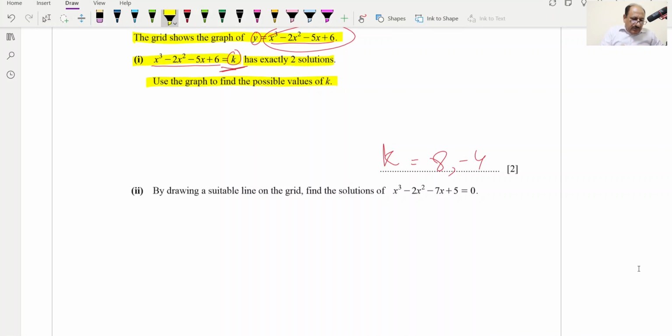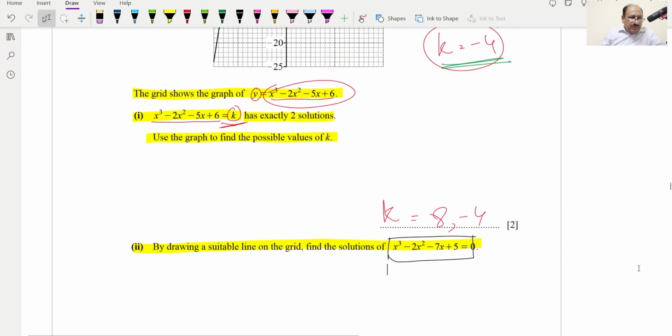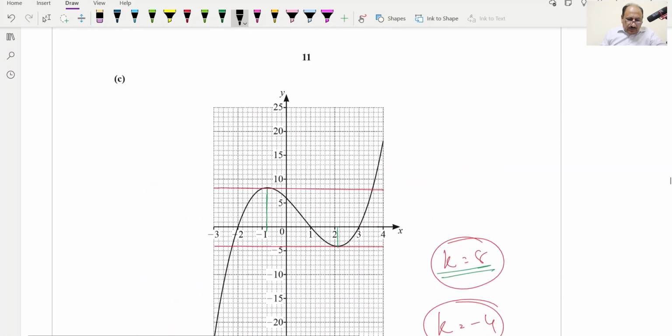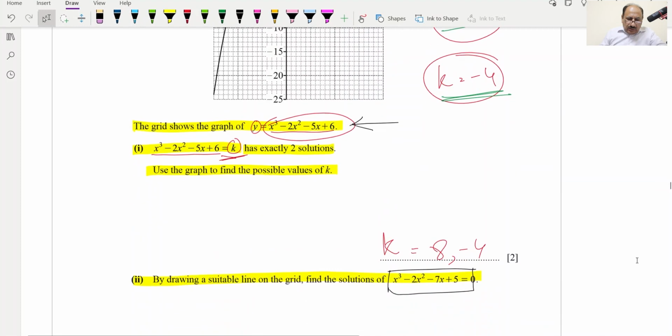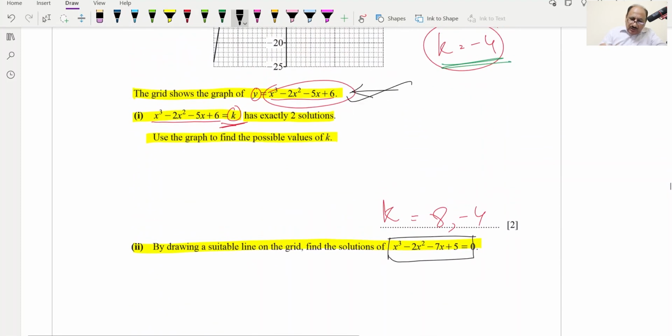Now second part says, by drawing a suitable line on the grid, find the solution of this equation. So now what we can do, these are two equations, one is this one, and the second equation is over here, this one, y is equal to x cubed minus 2x squared. This is basically the same equation, but the curve is what? So these two equations, one is this one and the second is this.